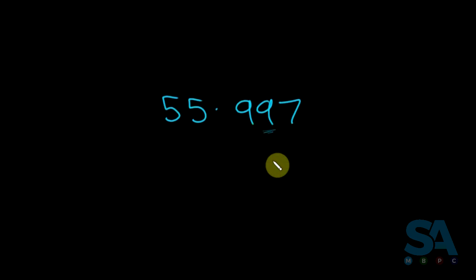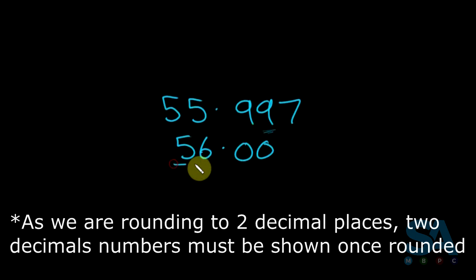So what we do here is this 9 becomes 0, and then we add 1 to the 9. Because this is the 9 again, if we add 1 to this 9, this becomes 10. So we just put 0 in its place and carry the 1 over again onto the 5 here. That will leave us with 56.00 to 2 decimal places. This would be our answer.